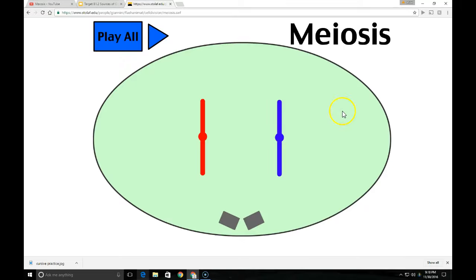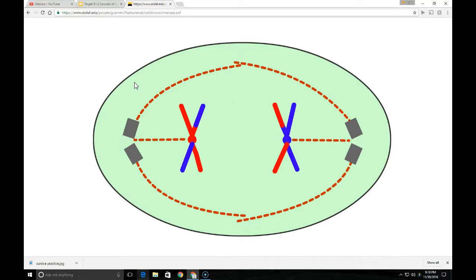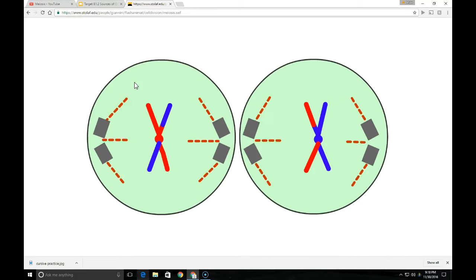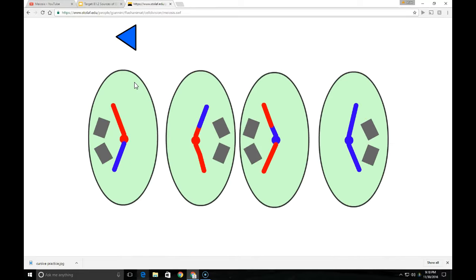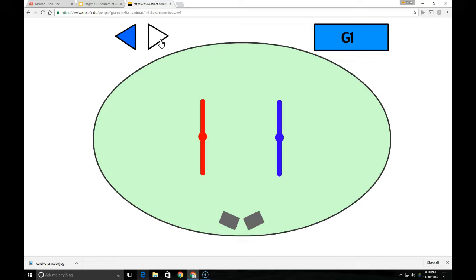So we start in this example with 1 cell with 2 chromosomes. And I'll play it through real fast first and see what we end up with. So we started with 1 cell with 2 chromosomes, and we end up with 4 cells with 1 chromosome. Okay, so let's see how that happened. So here's our 1 cell with 2 chromosomes.